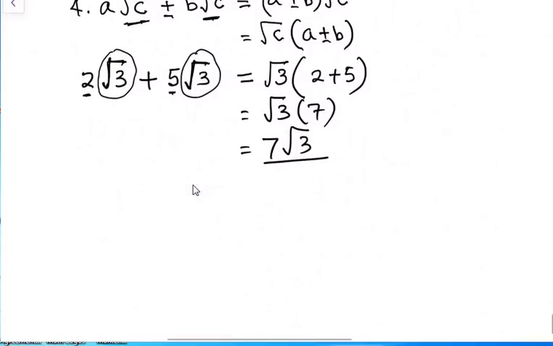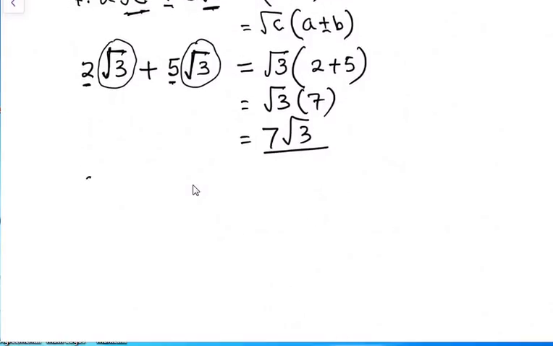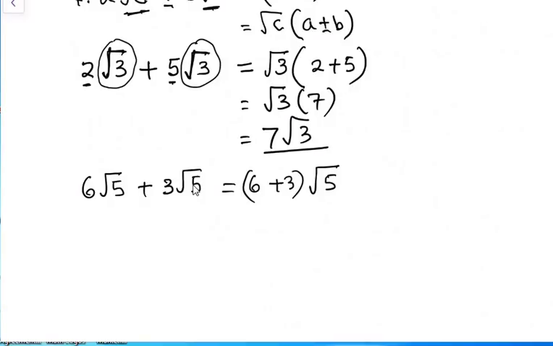Another example we can use to drive home the point: we have 6 root 5 plus 3 root 5, and again you can see the common terms here, root 5 and root 5. So in this case, we can have 6 plus 3, and then we have root 5. It doesn't matter which side you place the square root of 5. It could be before, it could be after. What matters is the final answer. 6 plus 3 will give us 9 root 5. So this is the fourth rule.